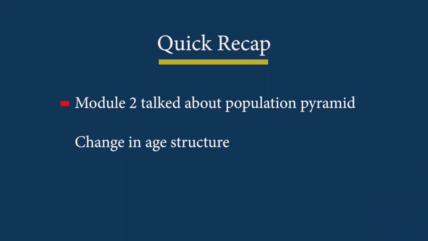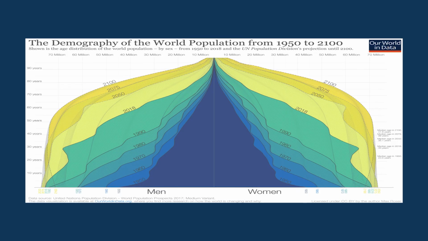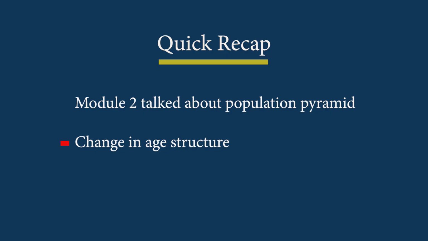Other than this, in module 2, we talked about the population pyramid. We used the global population pyramid to talk about how the age structure is changing all over the world. While talking about the change in age structure, we also took many country studies, such as Japan, India, China, and countries of Africa, right? We talked about Nigeria, Niger, such countries, all right?